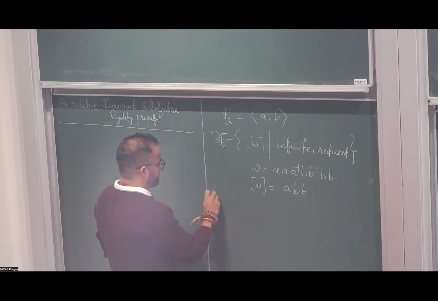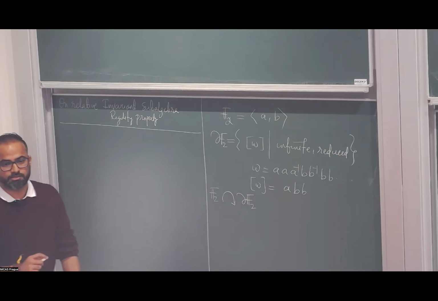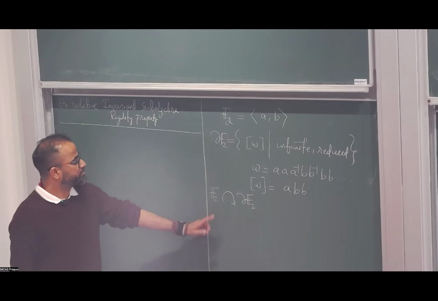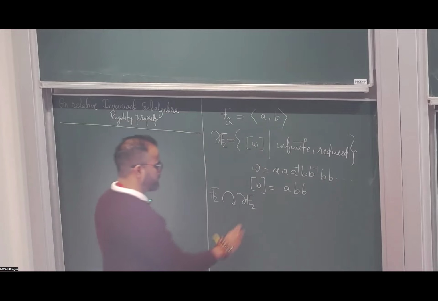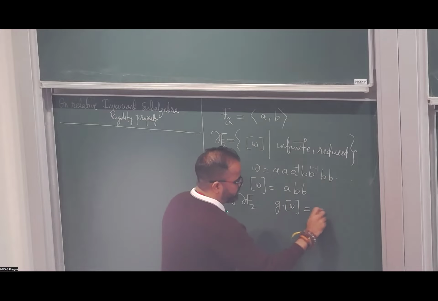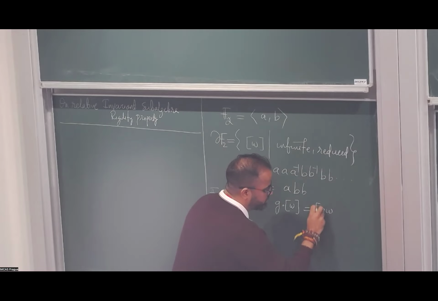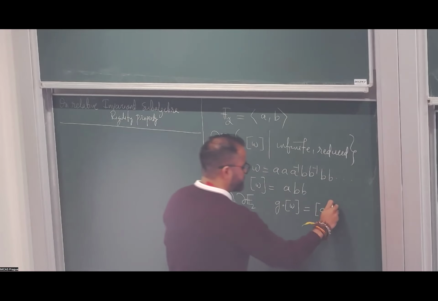And I claim that there is an action of the free group on this space. You give me an element from the group, you give me an infinite reduced word. There is only one thing I can do. I put it on the left-hand side of the word W. If there is cancellation, I cancel it. If there is none, I keep it as it is. So this is my action.